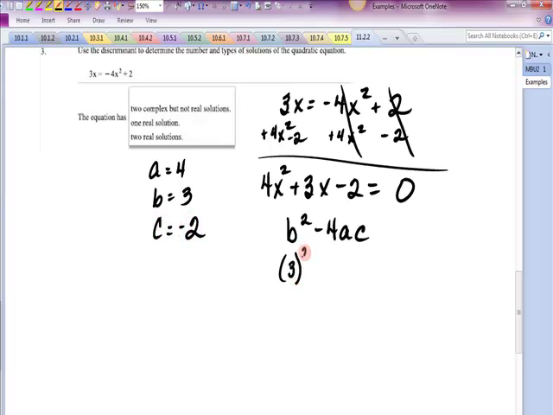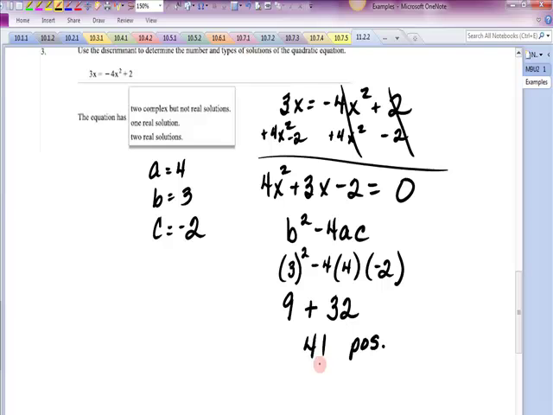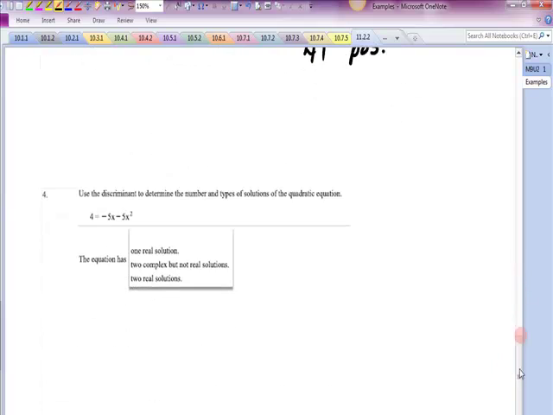So b squared is 3 squared minus 4 times 4 times negative 2. That's 9. I have a negative times a positive times a negative. So that's going to give me plus, and what would that be? 32. Add those together for 41. That's a positive number. Because the discriminant is 41, that means that I have 2 real solutions. We have one more.